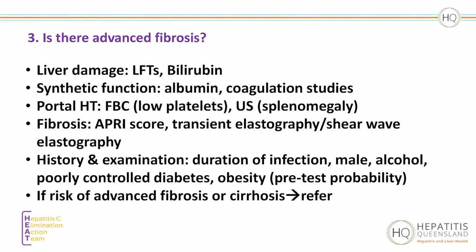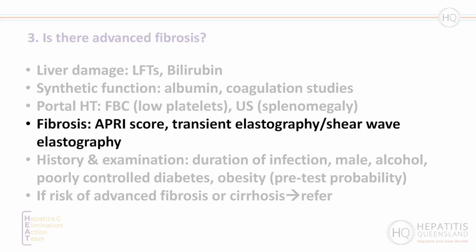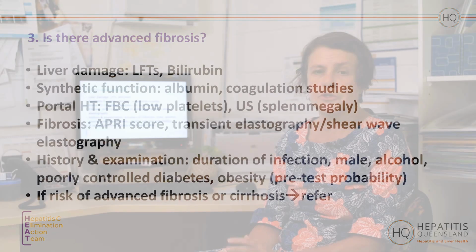Then there are more specific tests that we can do to assess liver fibrosis. A very simple one which you can use simply with an online calculator is the APRI score, but there are also more sophisticated tests such as the FibroScan or transient elastography, and there's also shear wave elastography. However, it is also really important to get the patient's history and to perform an examination, because that might tell you right up front whether you are dealing with a patient who may have advanced fibrosis.